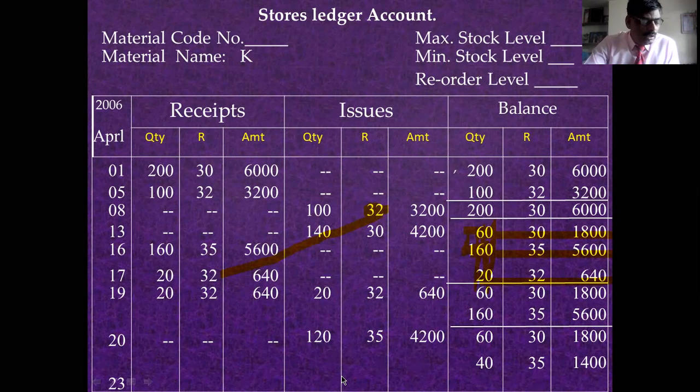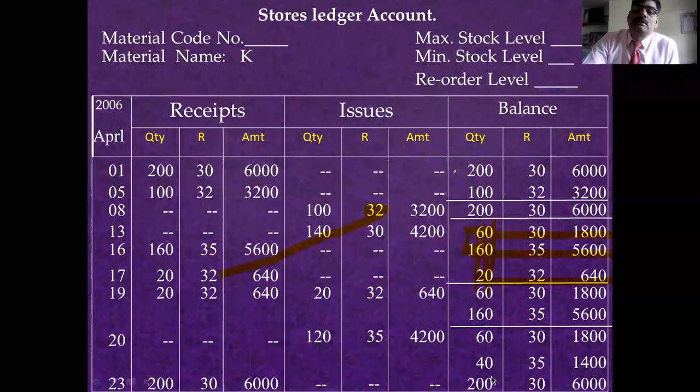And on 23rd, there is a purchase. In the receipt column, you enter 200 units purchased at the rate of 30, amount is 6,000. Take in the balance column 200 at the rate of 30, 6,000 is the amount. So there are 3 lots in your balance. Then we'll go to the next page.